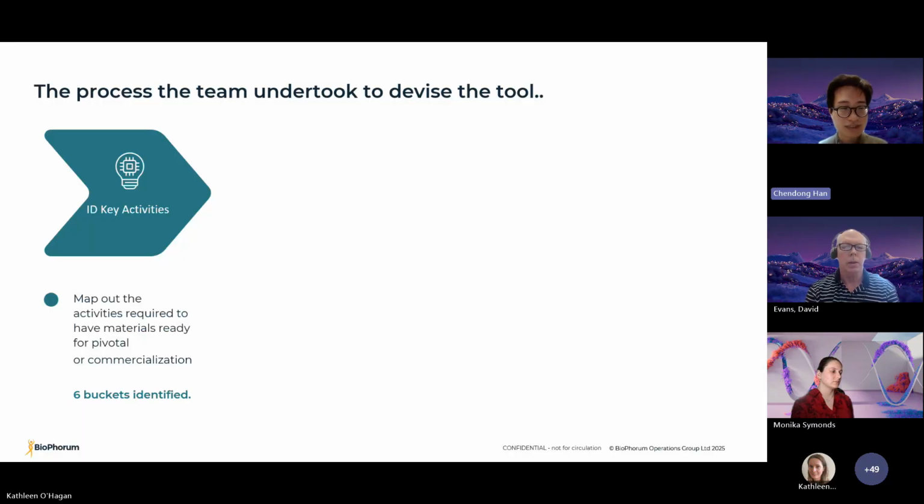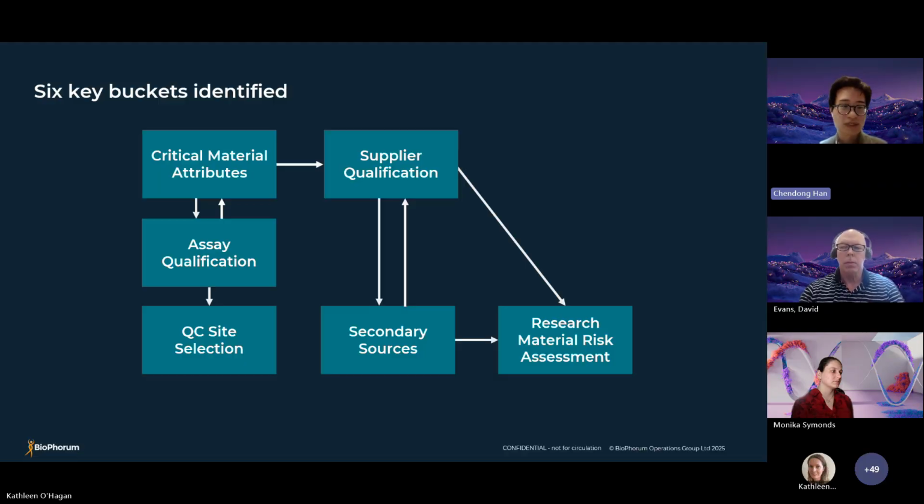So now I can discuss how the team achieved what we have. The first step is for us, in a few working sessions, to brainstorm a rather exhaustive list of activities that need to be completed to have materials ready for pivotal or commercialization. Then we allocate these activities into different buckets. Eventually, we identified 6 buckets. So these are all 6 buckets identified.